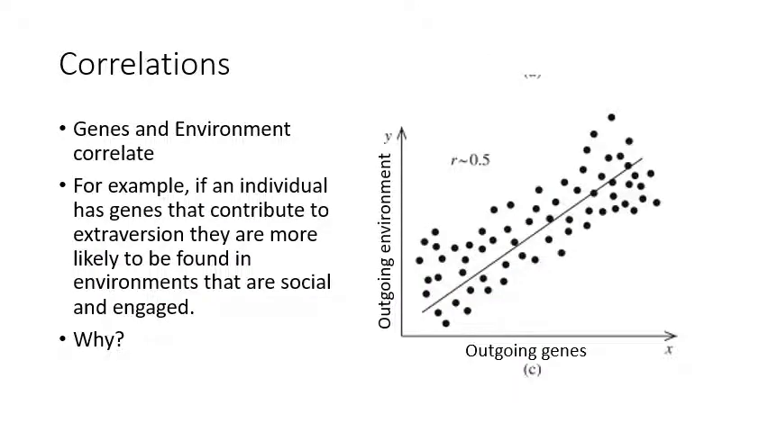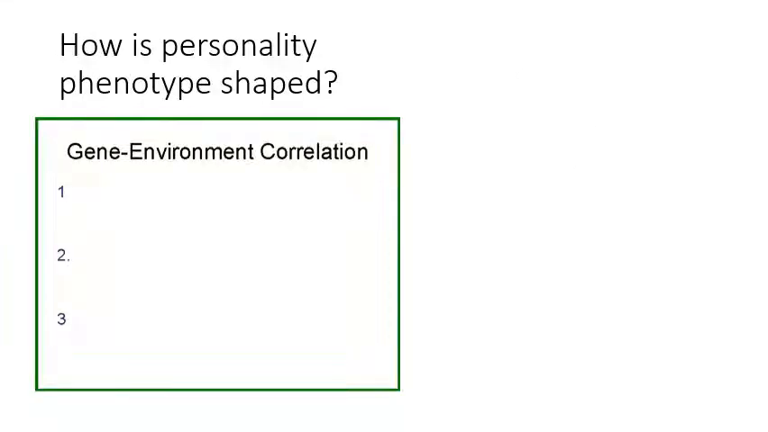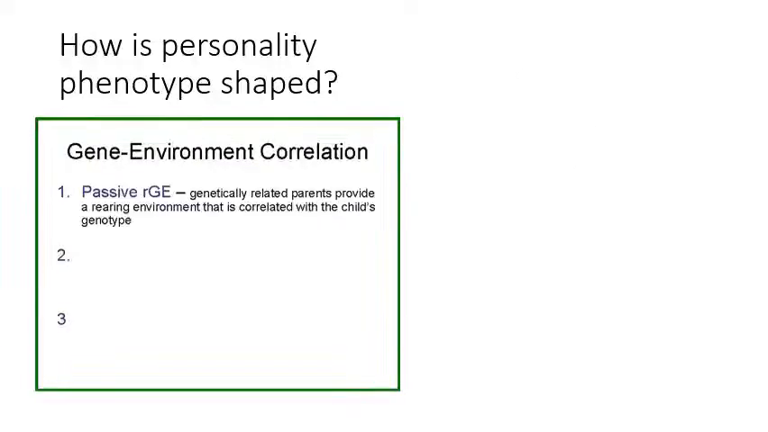And so then that brings us to looking at this correlation between genes and environment. So let's say this is what we find. This is a correlation. If you take an individual, you measure what their genes are for, say, outgoingness, and then you look at how often they're in an outgoing environment, you find a correlation. Lower genes for outgoingness, lower times in an outgoing environment. High genes for outgoingness, lots of time in an outgoing environment. But why is this? So there are three mechanisms of gene-environment correlation.